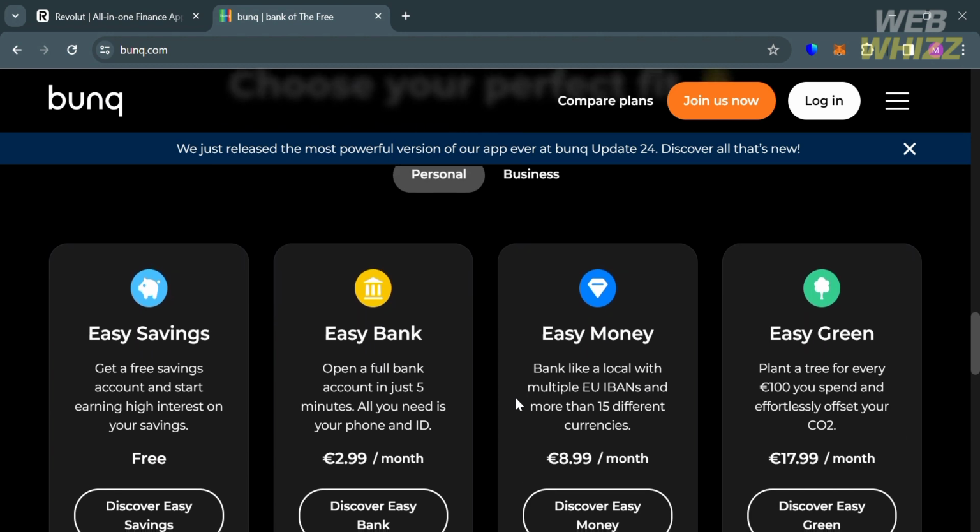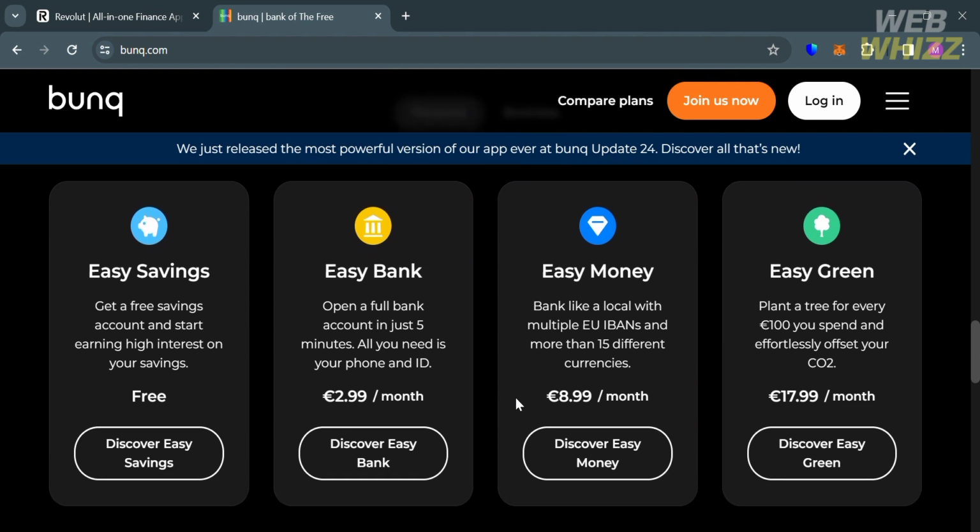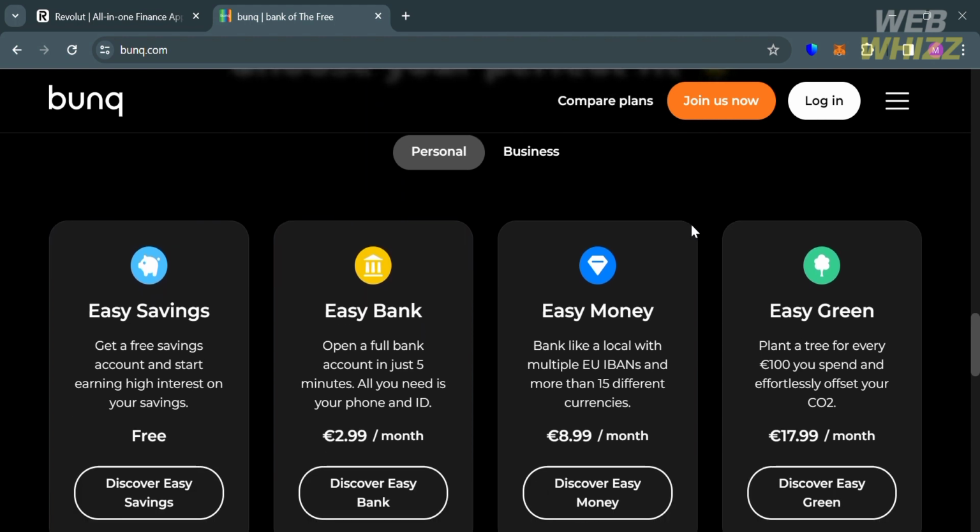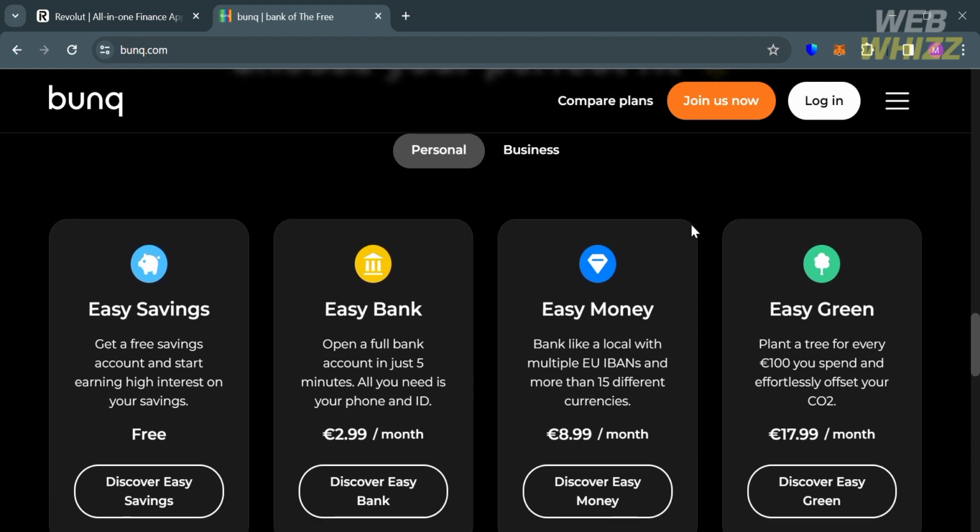in which Easy Savings provides a free savings account with an interest rate of 2.46%, while Easy Bunq, for a fee of £2.99, you can avail a bank account with 25 sub-accounts and a physical card included in the package deal. While for Easy Money, amounting to £8.99 per month, you'll get a bank account with 25 sub-accounts and 3 physical cards. And now for Easy Green, amounting to £17.99 per month, you'll enjoy a bank account with 25 sub-accounts and 4 physical cards.